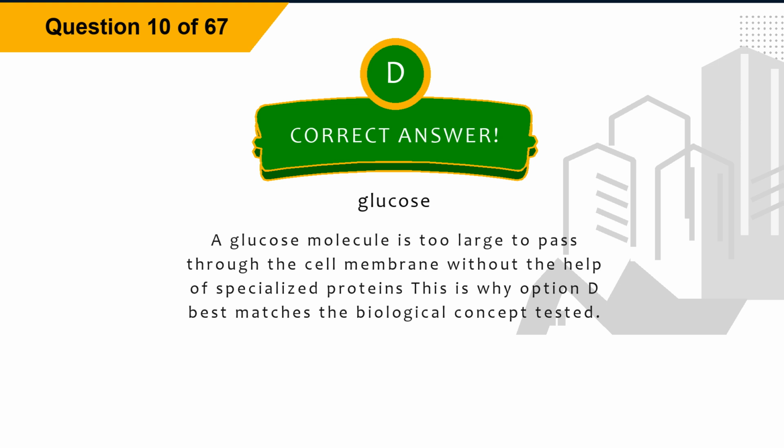Glucose. Explanation: a glucose molecule is too large to pass through the cell membrane without the help of specialized proteins. This is why option D best matches the biological concept tested.